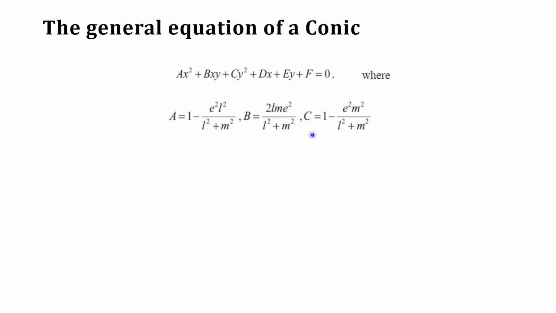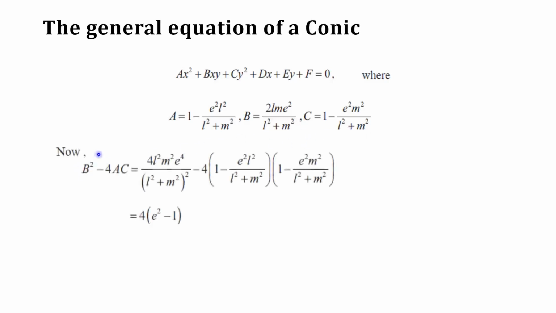From that, if you are finding the value b square minus 4ac, for b I have to substitute this value. So b square means this 2 will become 4. Here L square, here m square, here it will become e power 4 divided by (L square plus m square) the whole square minus 4 into a into c. So for that you have to substitute the a value and c value. After simplification we will get the answer as 4 into (e square minus 1).